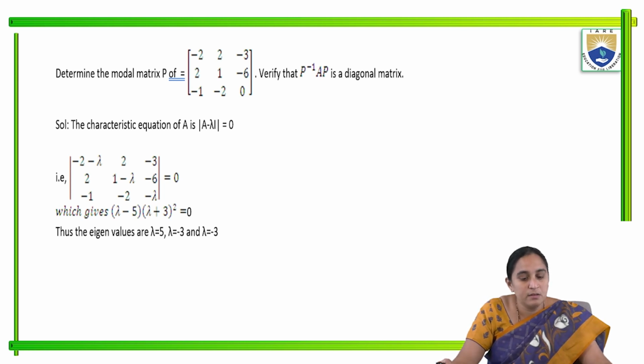Then for that, first of all, same concept. What about the characteristic equation of A here?